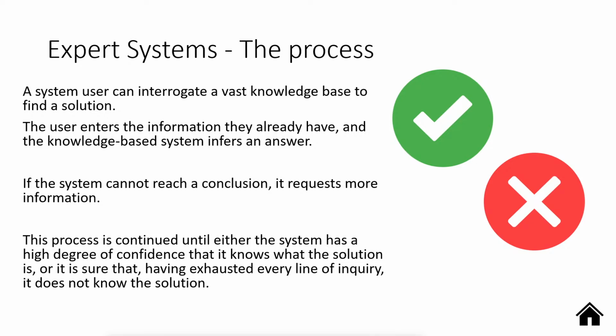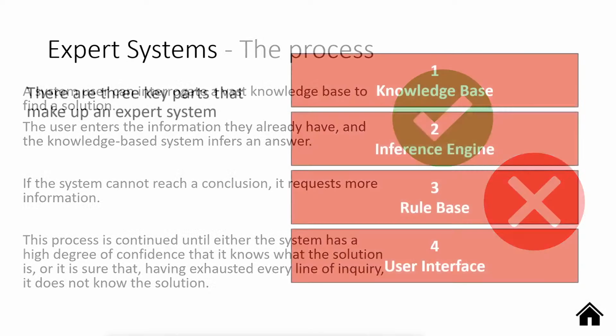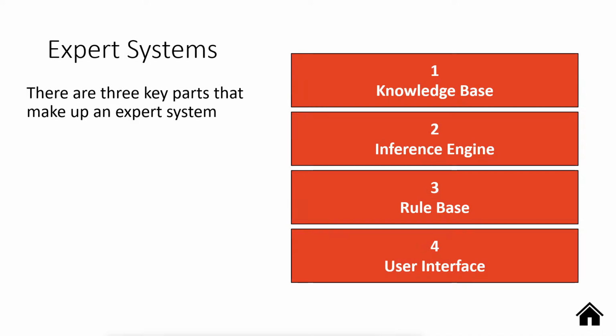Now, technically there are three key parts, but you need four for it to be a complete system. The four key parts are the knowledge base, the inference engine, the rule base, and then the user interface. The three main ones are knowledge base, inference engine, and rule base. You talk about those three, you're going to hit the mark scheme all day long.